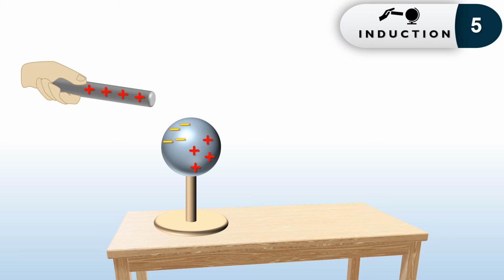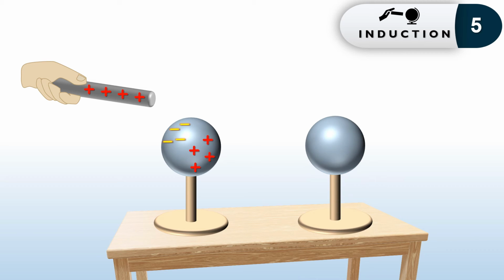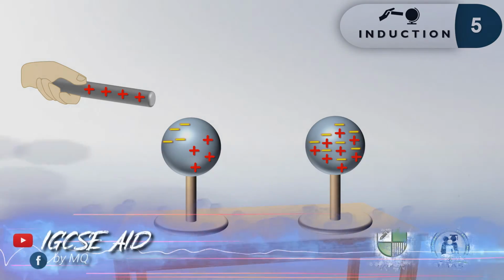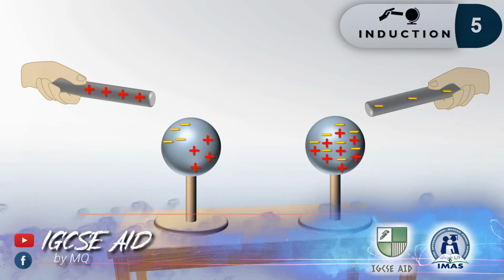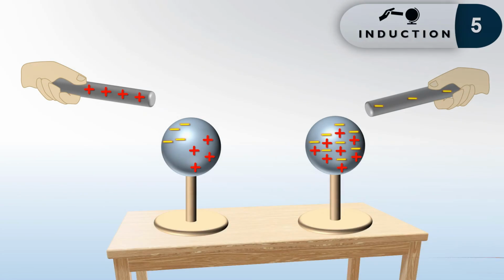Similarly, if we place another neutral sphere, but this time we use the negatively charged rod, then the electrons in the sphere will try to repel away from each other as shown. If we eliminate the balanced charges at the center, then this is what we would get.